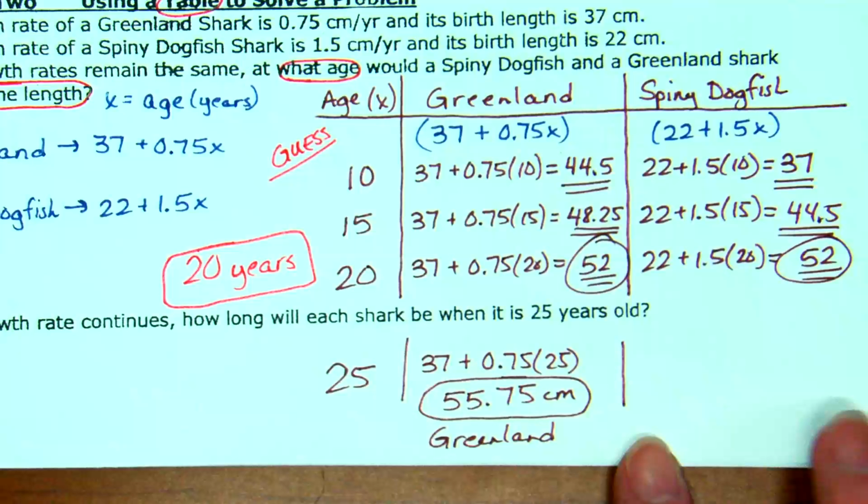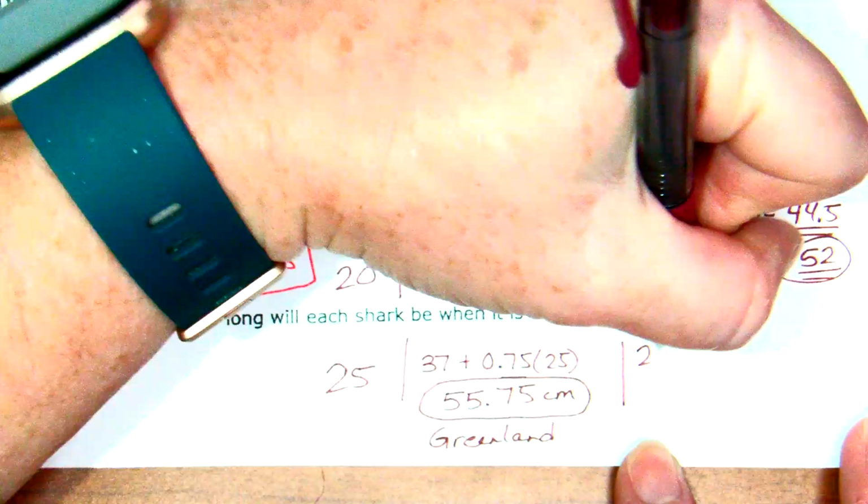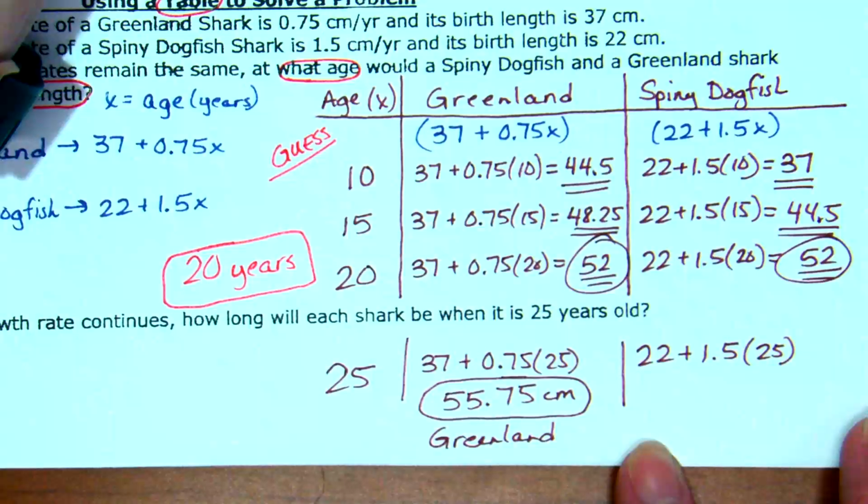And you can also do the same thing for the spiny dogfish, right? 22 plus 1.5 times 25. What'd you say it was, Caden? 59.5. Okay, 59.5 centimeters for the spiny dogfish.